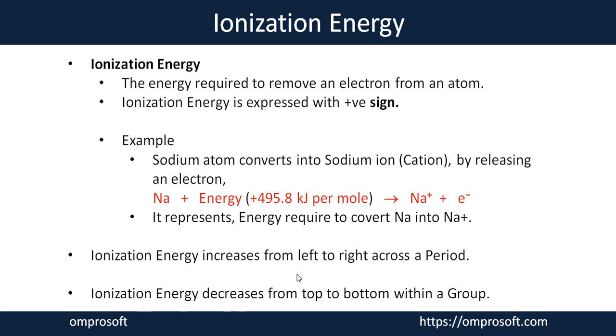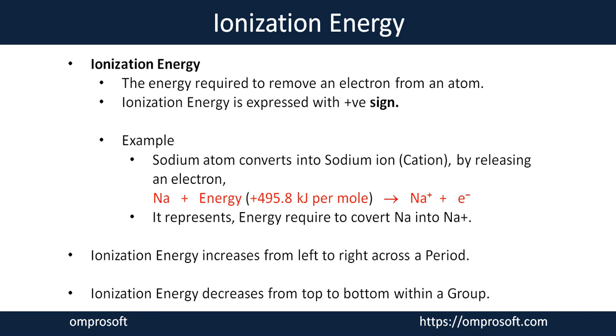That is why while we move left to right across a period, the value of ionization energy for such elements increases. Now if we go from top to bottom within a group, the value of ionization energy decreases. And why does that happen? Because in the periodic table, if we move top to bottom in a group, the metallic character, or we can say the electropositive nature of the element, becomes strong.